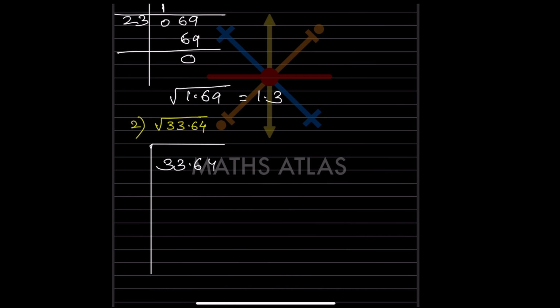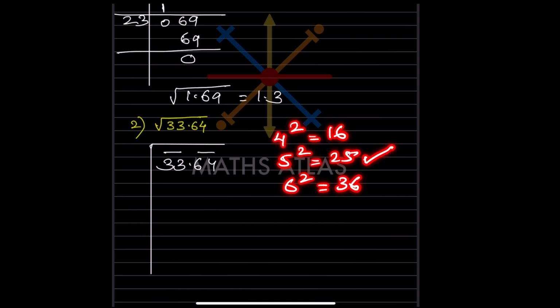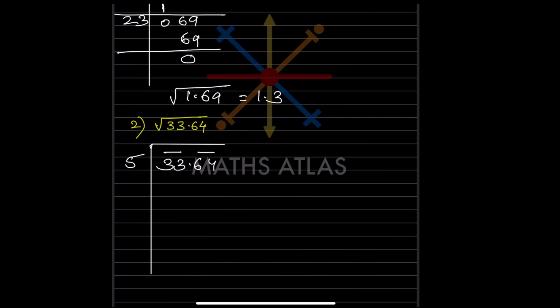So again we are going to pair it, this and this one. So now look at here. Now this we are going to take 33. So 4 square will be 16, 5 square is going to be 25, 6 square is going to be 36. So 36 is not possible, means we have to write 5 into 5. So here 5 square means 5 into 5, that is going to be 25. So this will be now 8, and this we are going to add it. So this is going to be 10.